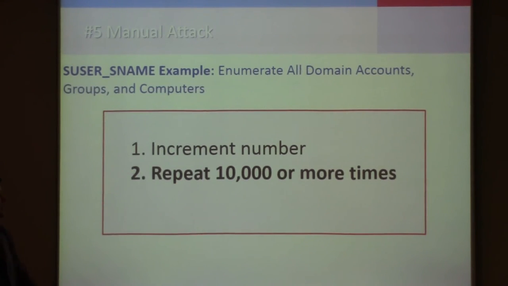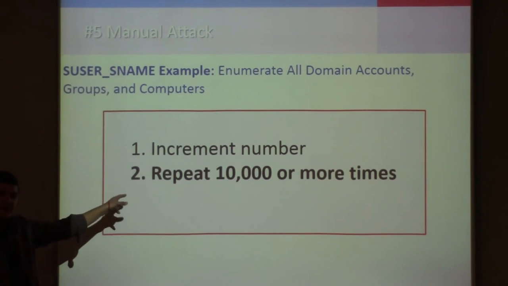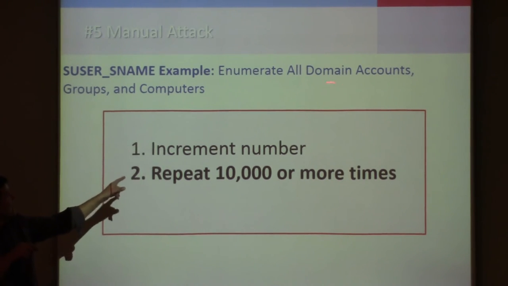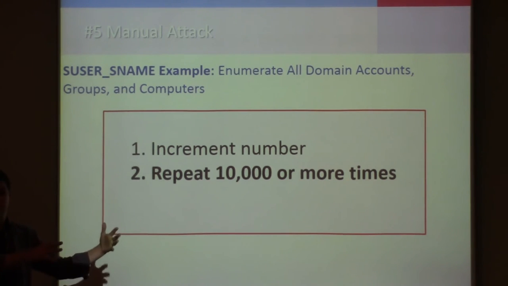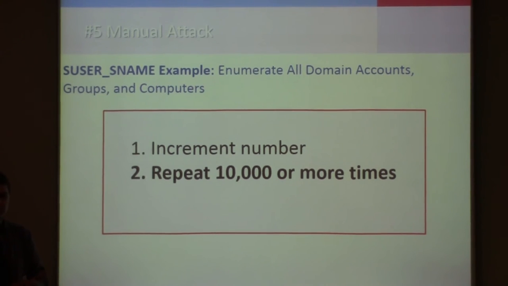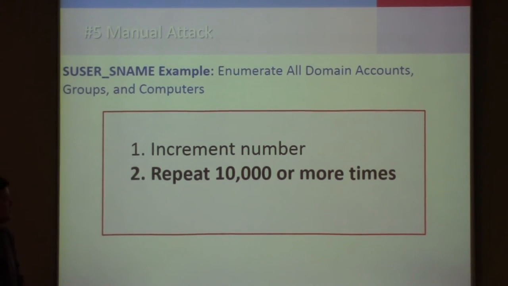So what we do is we increment that number, and then we repeat it 10,000 or more times. We get not just every account, we get every domain account, every group, and every computer on the network. So now we're outside the network via SQL injection, we don't have any other avenues of attack, but now we have a full computer list of everybody on the domain. We have all the users, we have groups, and from a pen test, that's a guaranteed in.